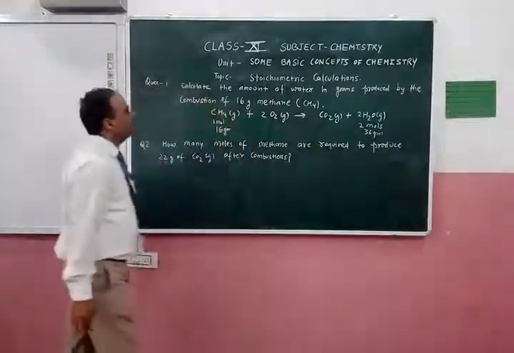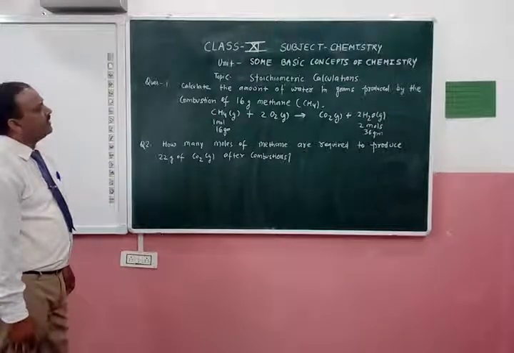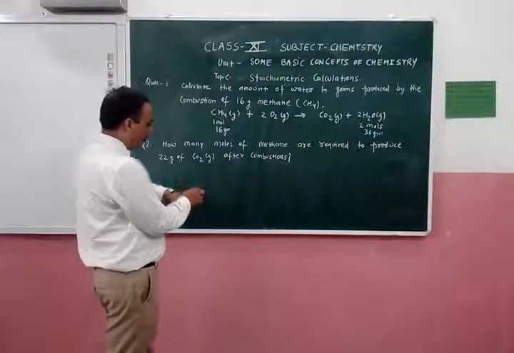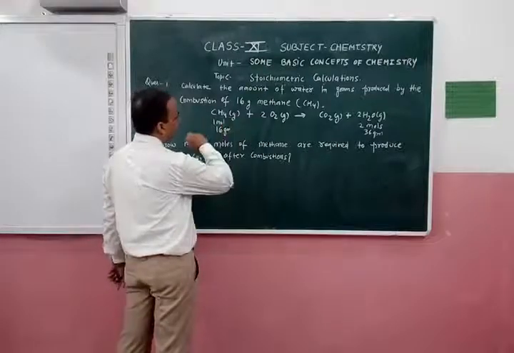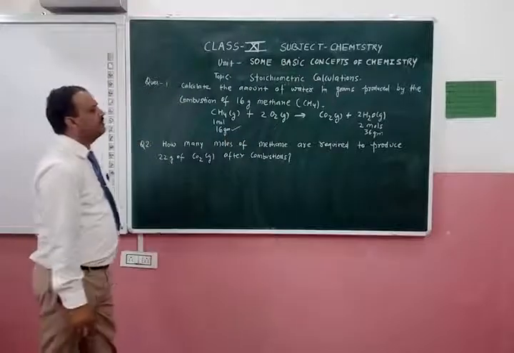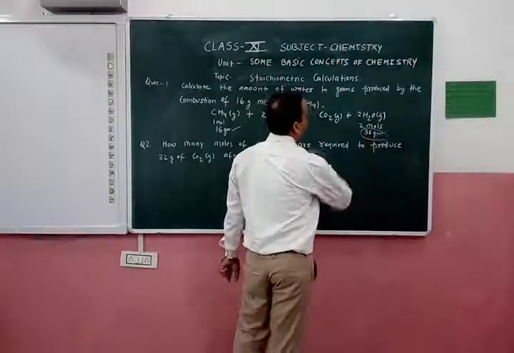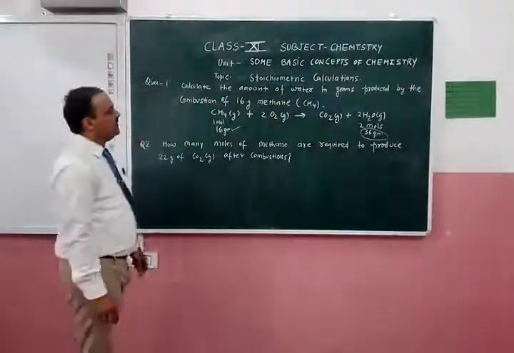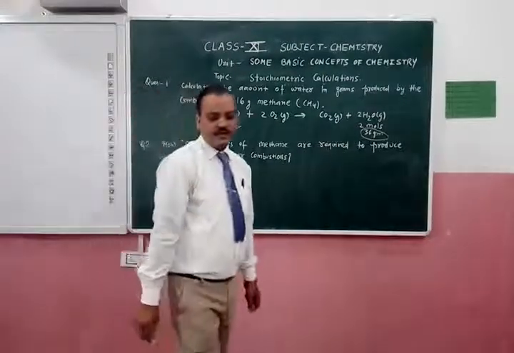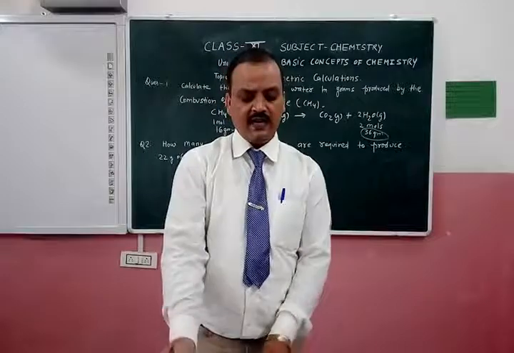Now what is the question? Calculate the amount of water in grams produced by the combustion of 16 gram of methane. The 1 mole is similar to the 16 gram. So the answer will be, we get 36 gram of water by using 16 gram of methane. That is the answer of our question.